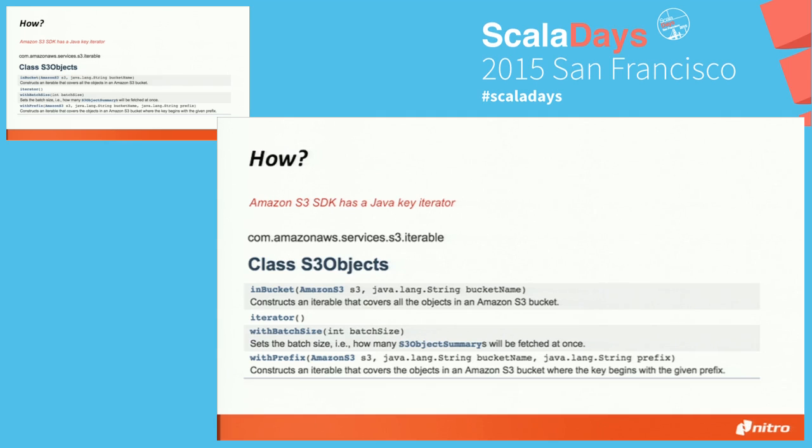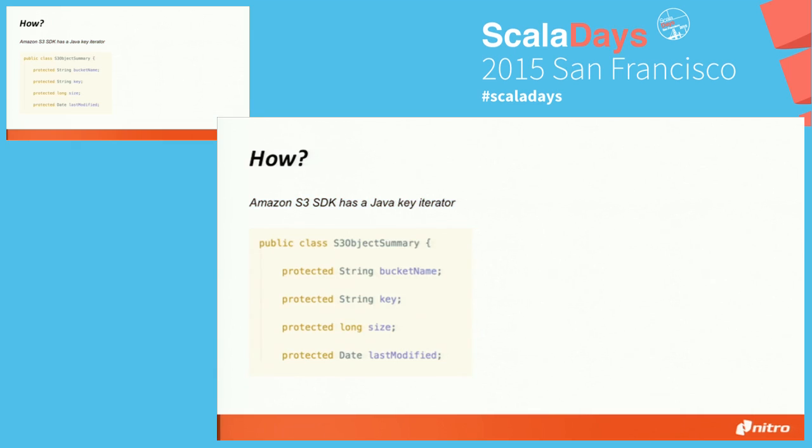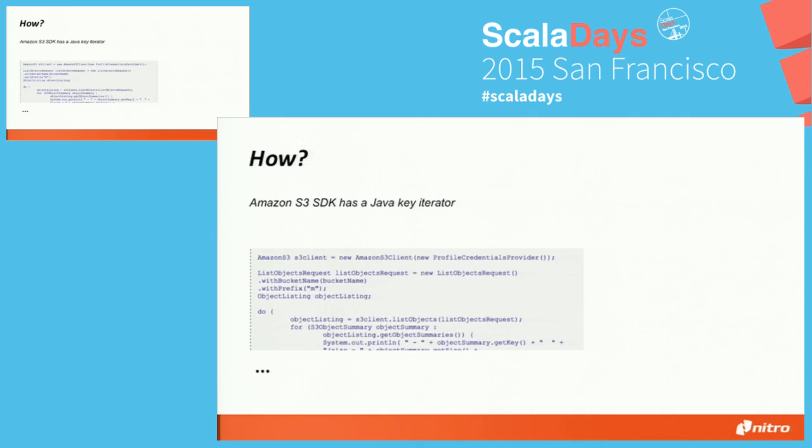But for the slides, just to make it simple, I'll keep the original basic one. So when you iterate the bucket, you get something very simple. It's essentially just metadata about your file: the bucket name, the key, the size, when it was last touched. For most of the examples, we'll just care about a couple of those. And so that's how the Java code looks, and I won't go over it.